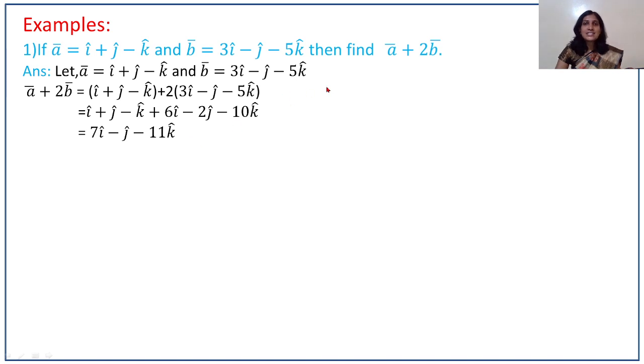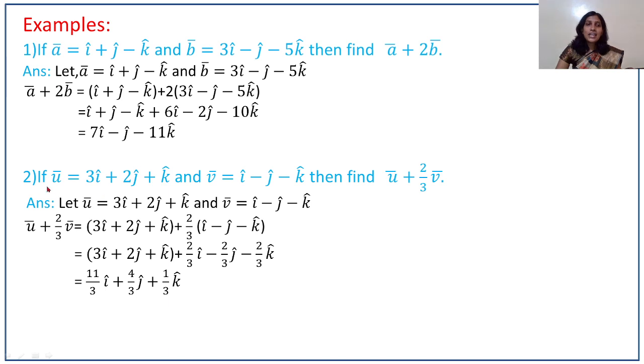This is a very simple example. Then next example: if U bar is equal to 3I cap plus 2J cap plus K cap and V bar is equal to I cap minus J cap minus K cap, then find U bar plus 2 upon 3 V bar. We write U bar here and V bar here. Given quantities, firstly we write here.